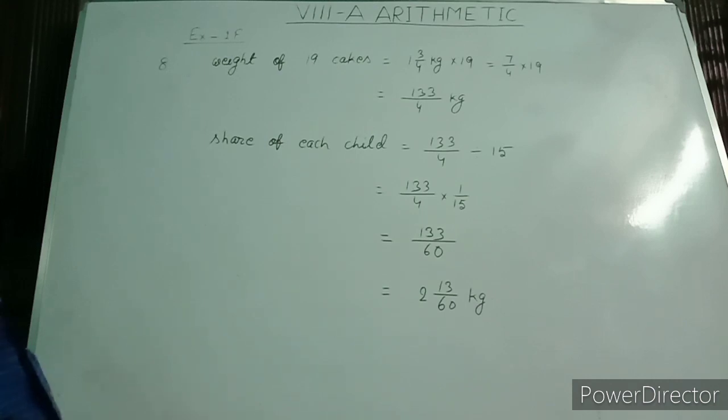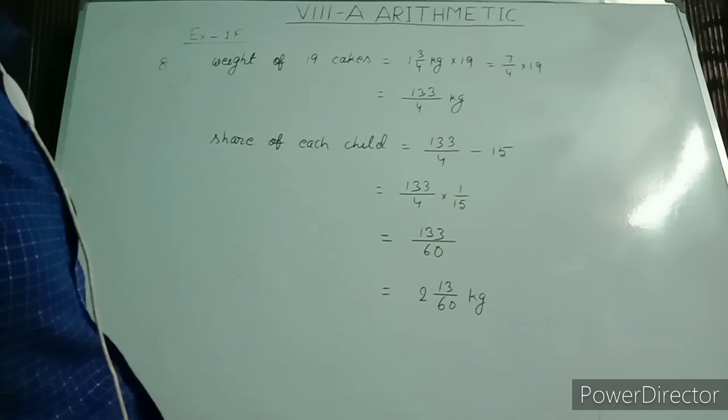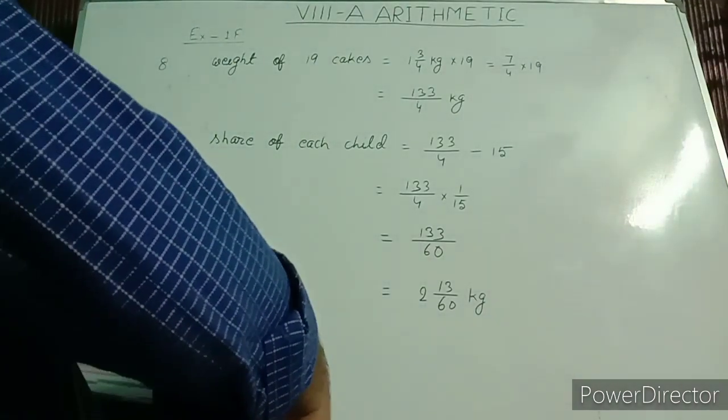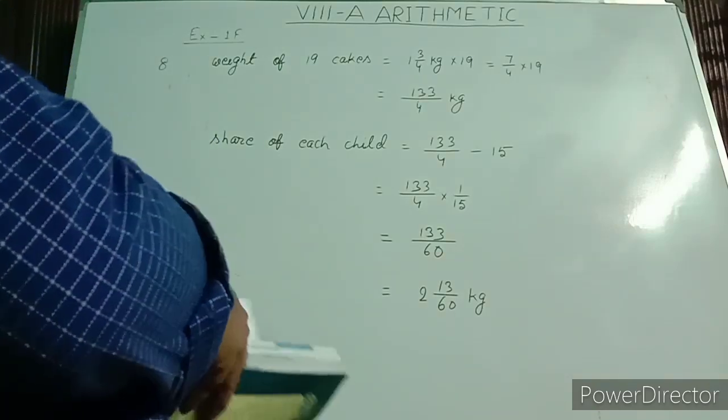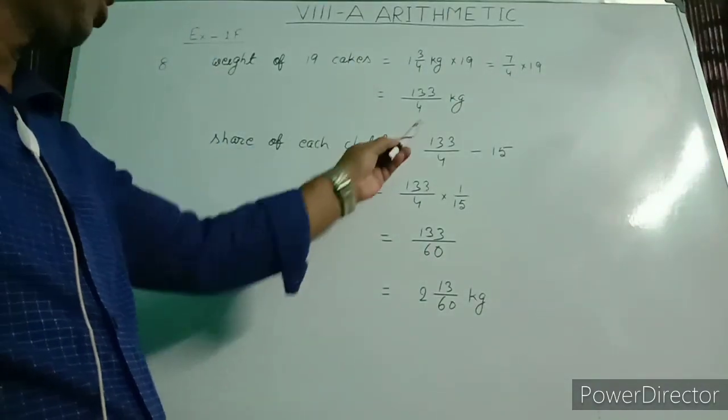Weight of 19 cakes equals 1 and 3 by 4 kg into 19, which is 7 by 4 into 19. That is equal to 133 by 4 kg. This became the total weight of 19 cakes.